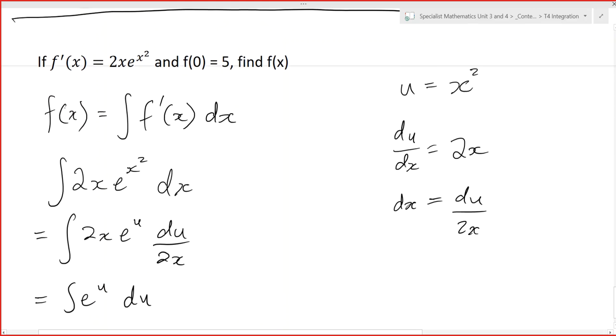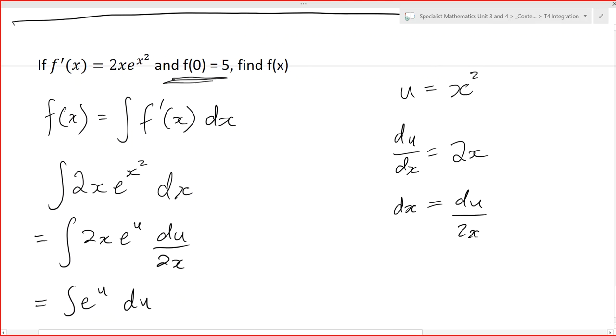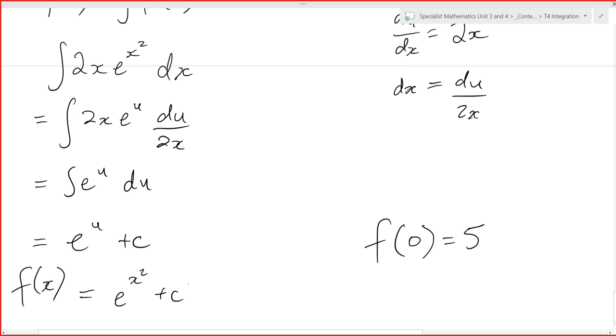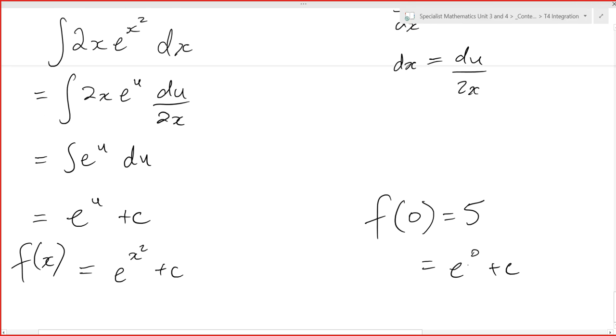Alright, and now this one, it has an extra step. When the function is 0, it's equal to 5. Oh, interesting. So this helps us find the c value. There you go. So if all of this, e to the 0 plus c, e to the 0, what's that? Very good. So this equals 1. So we bring it over to the other side. Comes minus 1. So c is equal to 4.